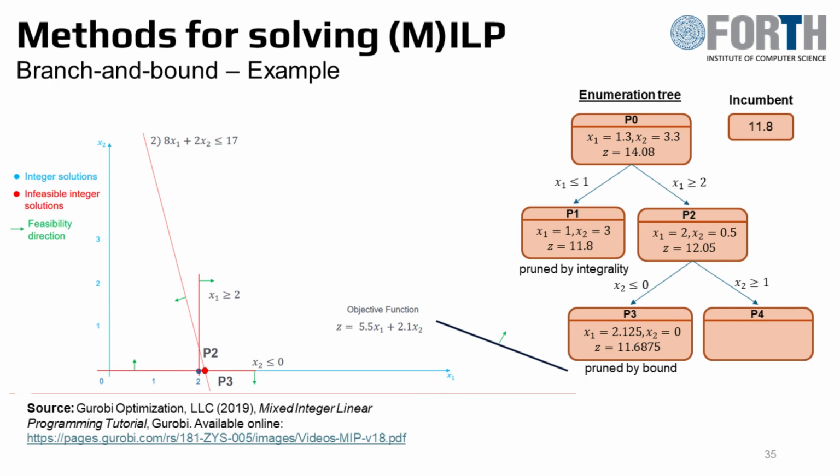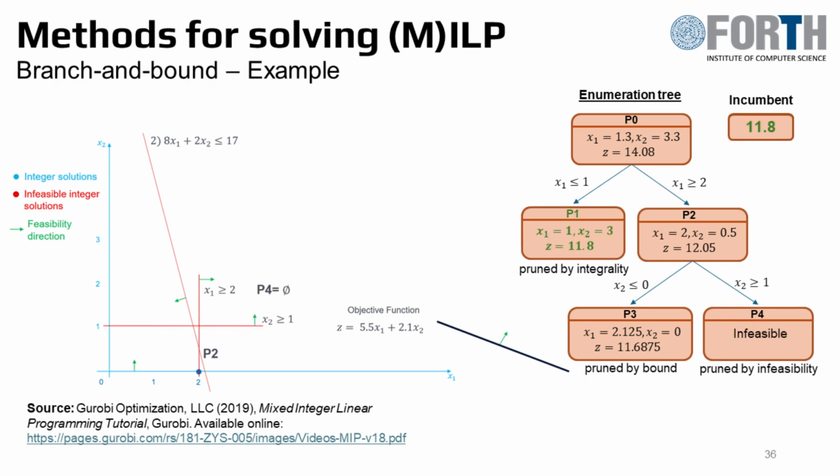First, the solution is still fractional because x1 is not an integer. Second, and more importantly, the objective value 11.6875 is less than the incumbent value 11.8. Since this is a maximization problem, this means that even the best possible solution in this branch cannot improve upon the incumbent. Therefore, P3 is pruned by bound. There's no need to explore this branch further.